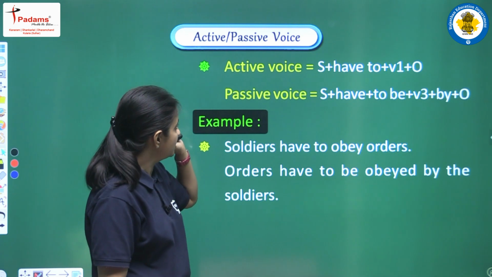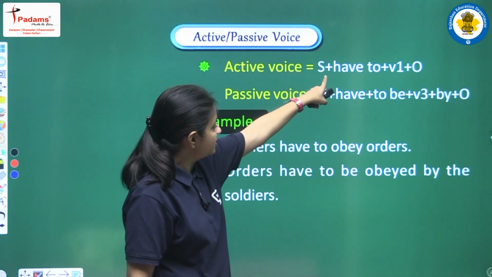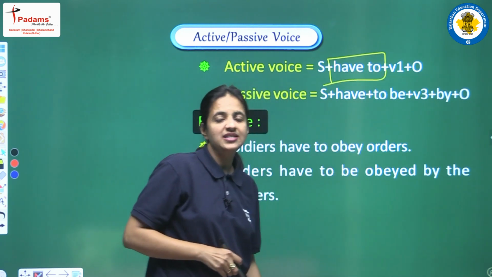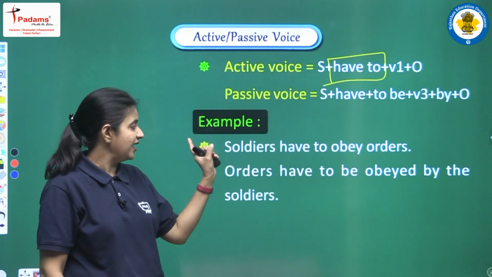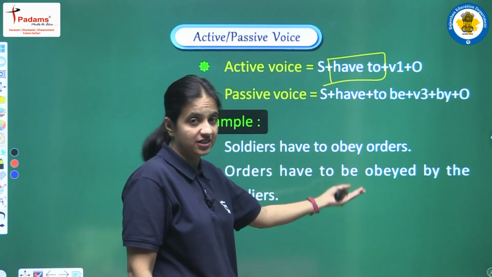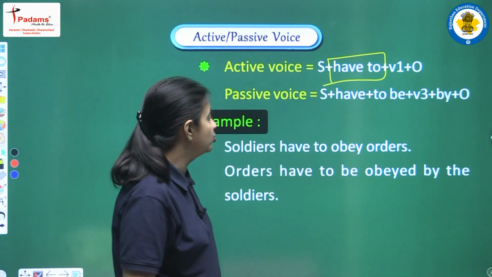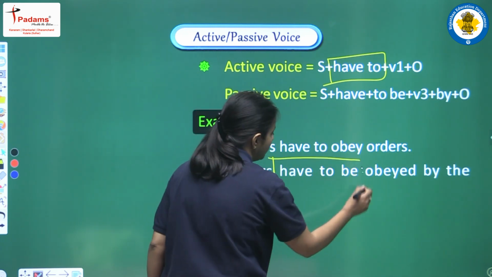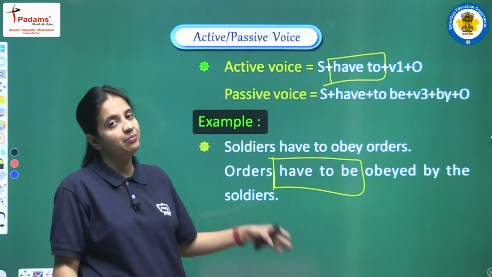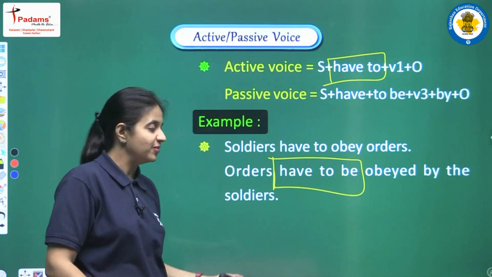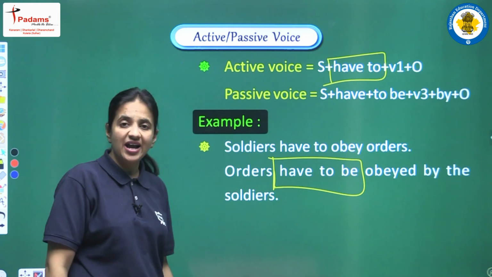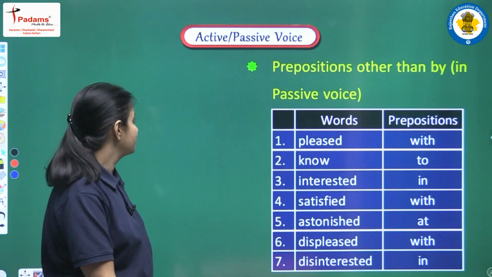Next, one more structure we are having. In this structure we are having subject plus have to. So suppose हमारे sentence में have to हमें दिया हुआ है. Like in this sentence we are having soldiers have to obey orders. So when we are having have to, then also we have to add be. Okay, and we have to write have to be. Okay, हमें be add करना है to के साथ में. So passive voice will be orders have to be obeyed by the soldiers.